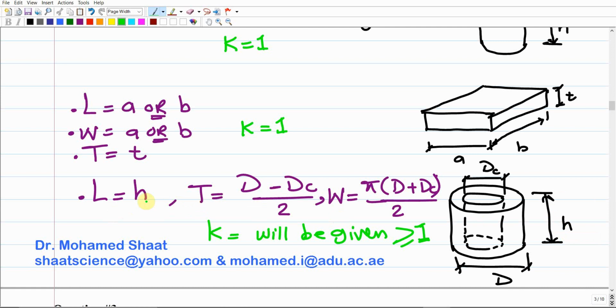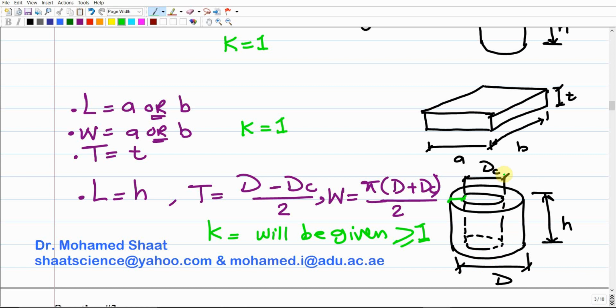So simply we can assume that the length is going to be the height, and the thickness is going to be the difference between d and dc over 2, while the width is going to be the circumference, which is the perimeter, pi times (d plus dc) over 2, which is the perimeter of the average diameter between these two diameters.